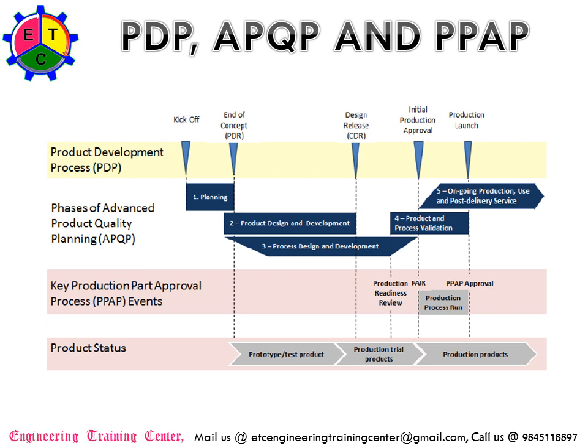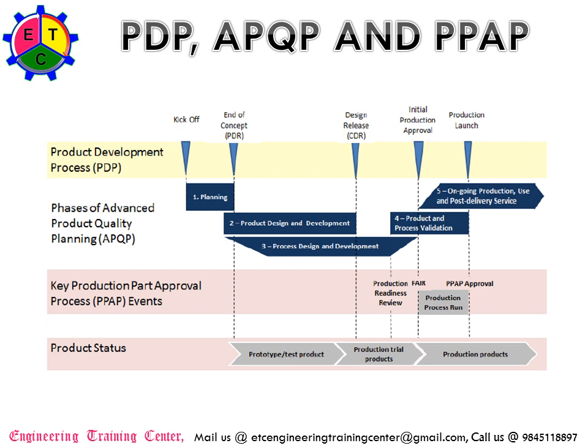So let us map and see the APQP, or advanced product quality planning, phases. From kickoff to PDR, it will be the planning phase. From PDR to CDR, that is preliminary design review to the critical design review, it will be product design and development. From PDR to the initial production approval, it will be process design and development. So this is basically a cross-functional team activity. Implementation of APQP requires the cross-functional team to be involved from the very early phase of the product development.